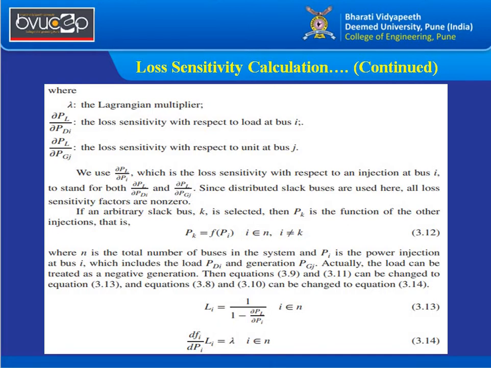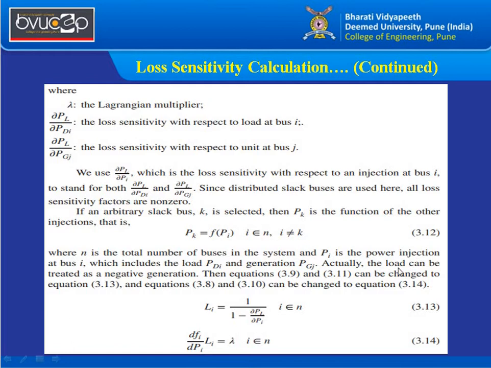So here we are having non-zero terms. Let us now select a function Pk, considering an arbitrary slack bus k. Pk will be a function of the injected power, which we can call Pi. Note that n is the number of buses in the system, and Pi is the power injection at bus i. PDi and PGi are the parts for the injected power on the generator as well as on the node side.